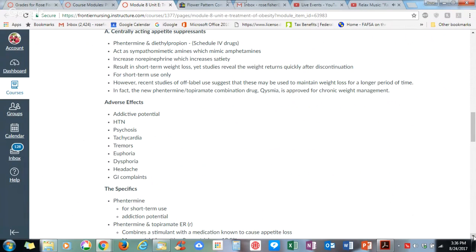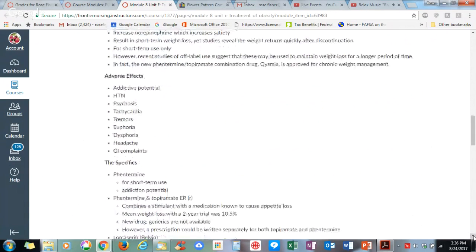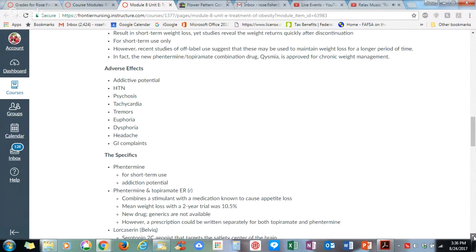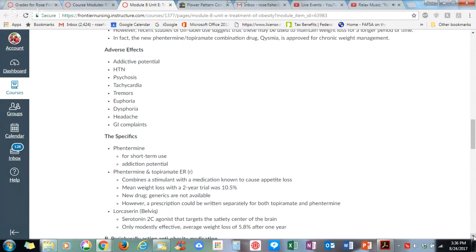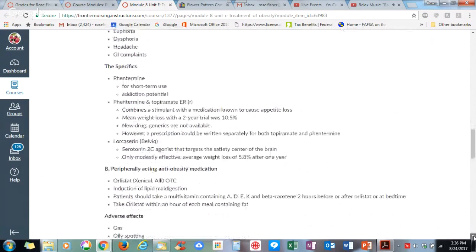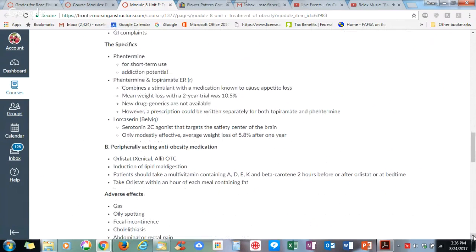However, recent studies of off-label use suggest that these may be used to maintain weight control for a longer period of time. In fact, the new phentermine and topiramate combination drug, Qsymia, is approved for chronic weight management. Adverse effects: addictive potential, hypertension, psychosis, tachycardia, tremors, euphoria, dysphoria, headache, GI complaints. Specifics: phentermine for short-term use, addiction potential.